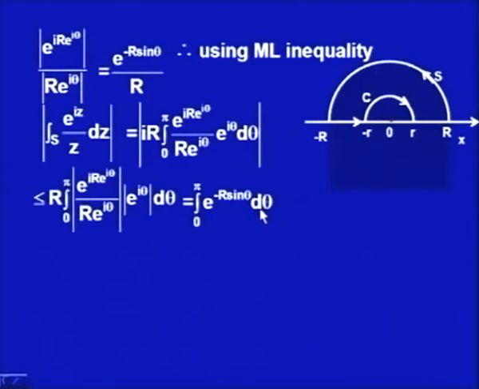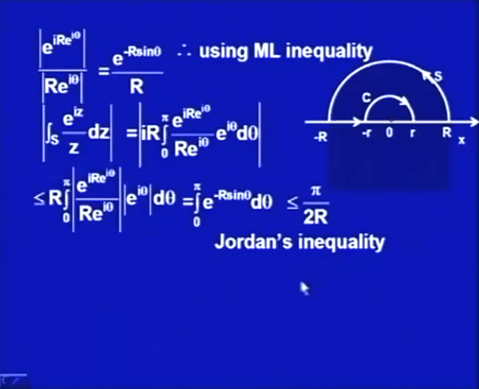Now, you do remember the result we got that we called Jordan's inequality, which said that this integral from 0 to pi of e to the power minus r sin theta d theta is less than pi upon 2 r. This was Jordan's inequality. So, now what we have got is that the integral of the function f z, that is e to the power I z upon z, along this semicircle S, its absolute value is bounded by pi upon 2 r, depending upon r.